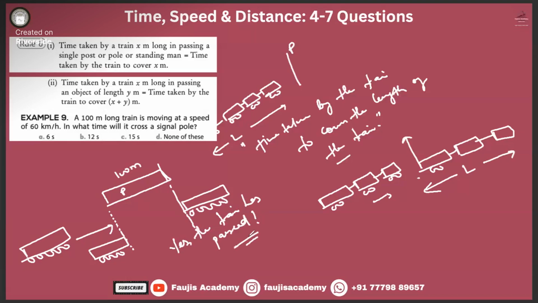Yes or no? So this is what they are telling, that the time taken by a train X meter long in passing an object of length Y, of length P, is equal to the time taken by the train to cover X plus Y meter. That means over here, let's say the length of the train is L. The time taken by the train to cover L plus P will be the same as the time taken by the train to leave the platform. Is it clear, guys? Let's do example number 9 and tell me what is the answer.